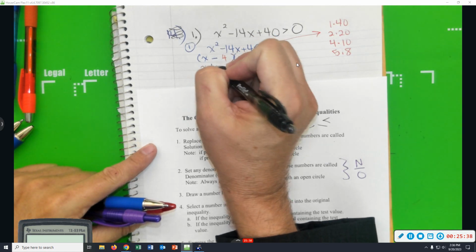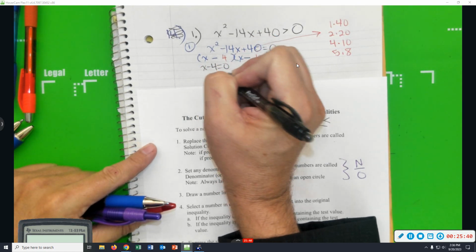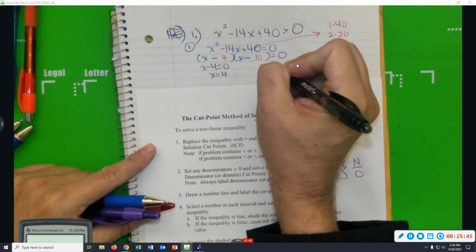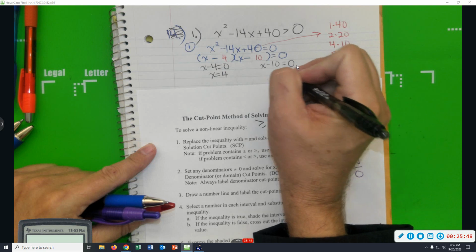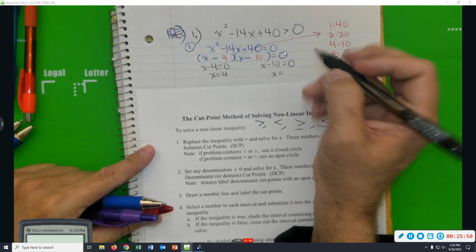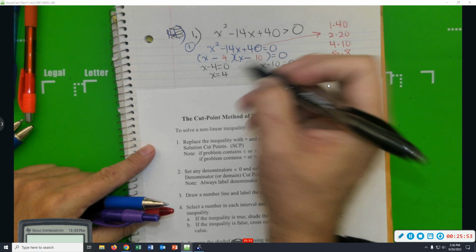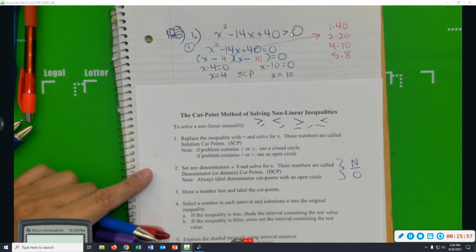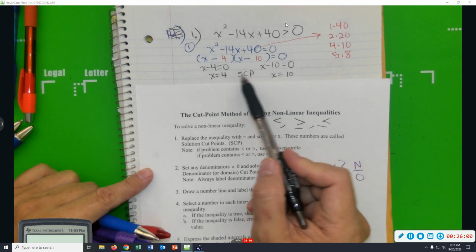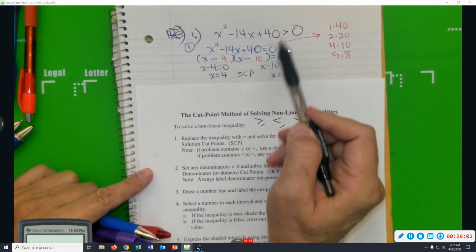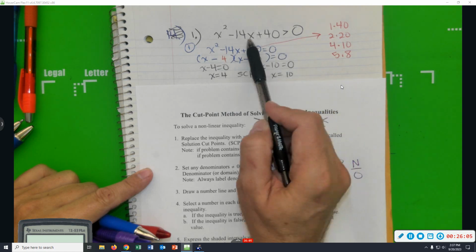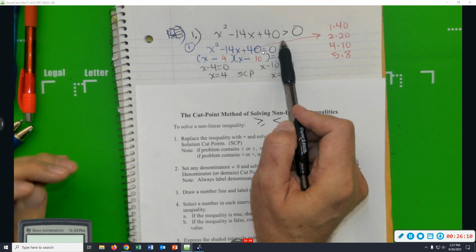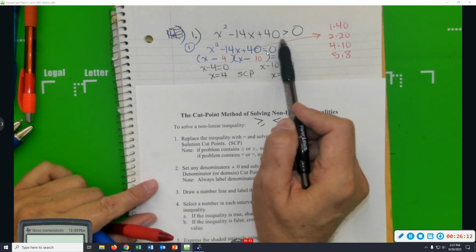You set x minus 4 equal to 0 to give you a solution cut point of x equals 4. You set x minus 10 equal to 0 to give you a solution cut point of 10. These are my solution cut points. How am I going to label them? Solution cut points make the left side equal the right side. Is it okay for the left side to equal the right side here? I couldn't hear you. No, because there's no little horizontal bar.